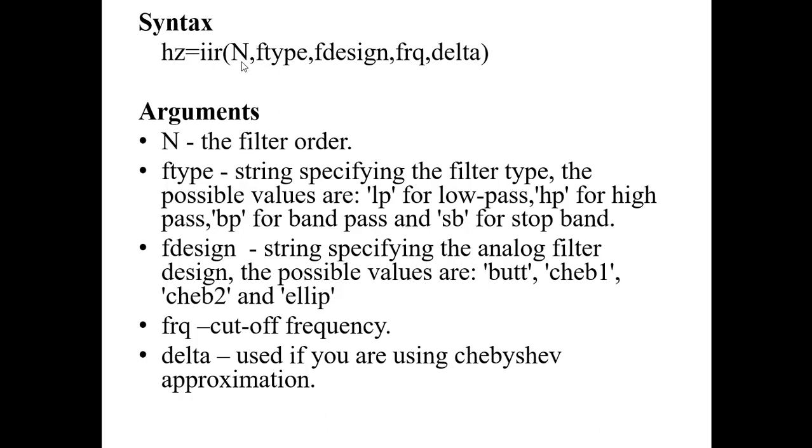The first argument is the order, the second argument is the filter type, the third argument is the filter design, then the cutoff frequency and delta. So we'll go through them one by one. N is the order as usual. Filter type is the type of the filter. If it is low pass, in single quotes LP, single quote HP for high pass, single quote BP for band pass, and single quote SB for stop band.